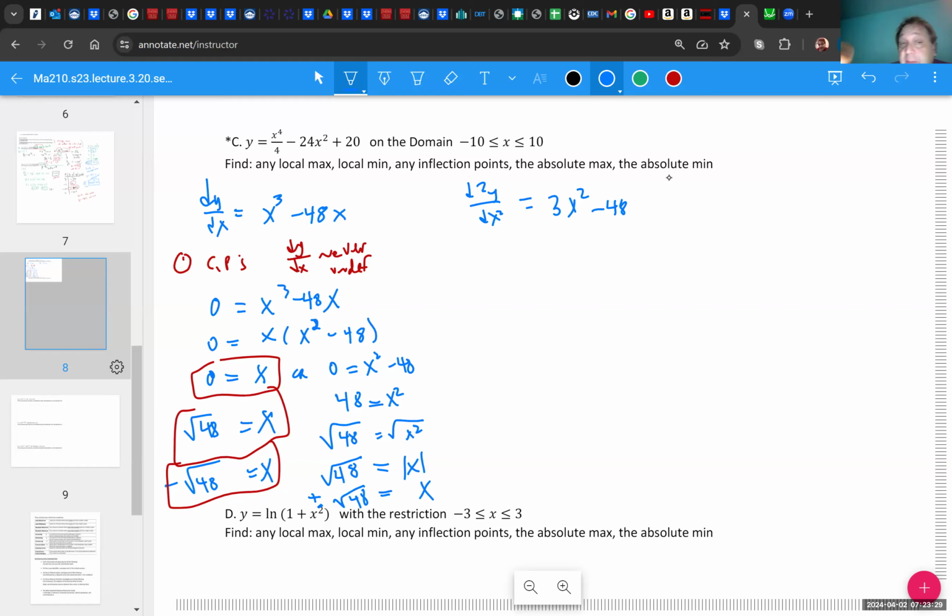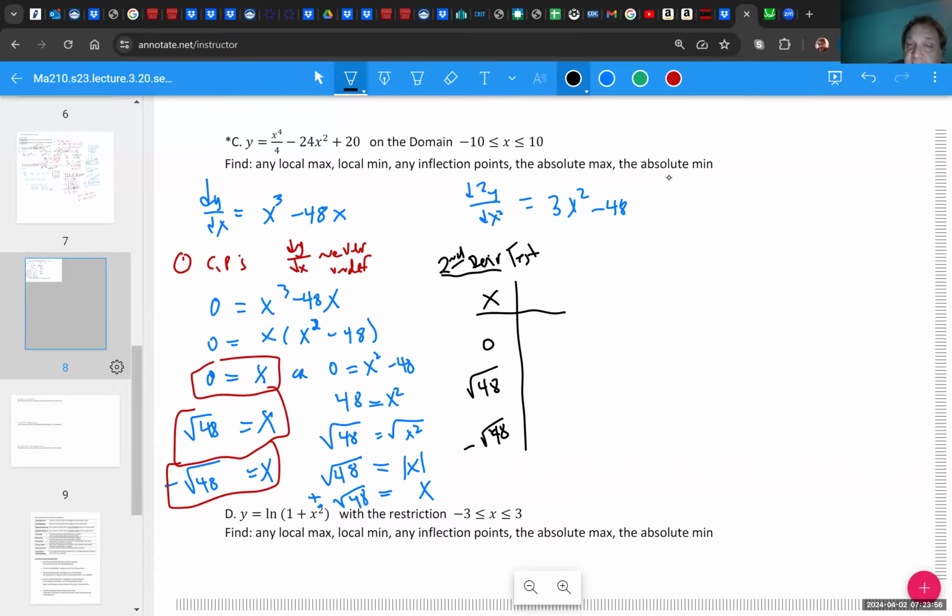The first thing I'm going to do is classify these as local max or local min using the second derivative test. In a previous video, we talked about the second derivative test. I take each of the critical values, which are 0, positive square root 48, and negative square root 48, and I put them into the second derivative. The second derivative will tell me concavity, and depending on the concavity, I can classify them as local max, local min, or unknown. So we get 3x squared minus 48.